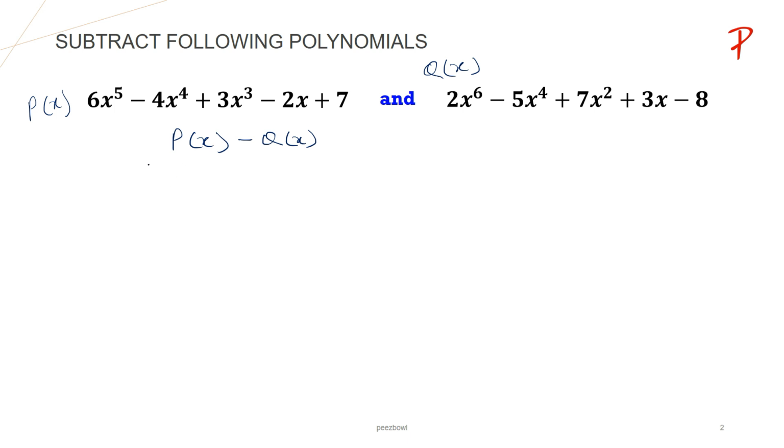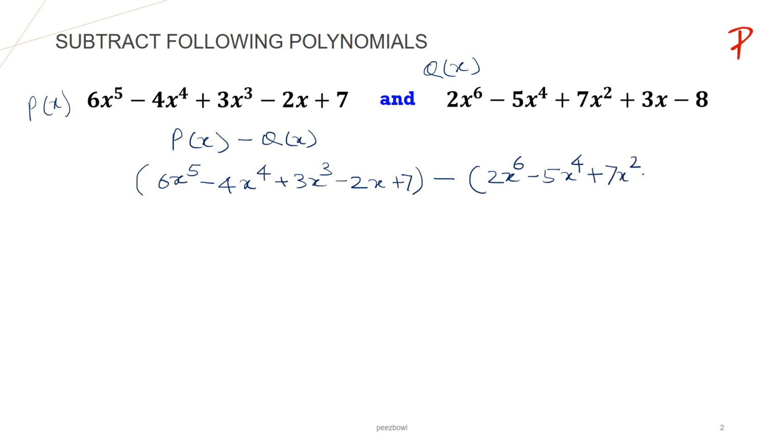I will open a bracket. I will write 6x to the power 5 minus 4x to the power 4 plus 3x cube minus 2x plus 7. And because I have to subtract, I will add a minus sign here and I will write the second polynomial within the bracket: 2x to the power 6 minus 5x to the power 4 plus 7x square plus 3x minus 8.